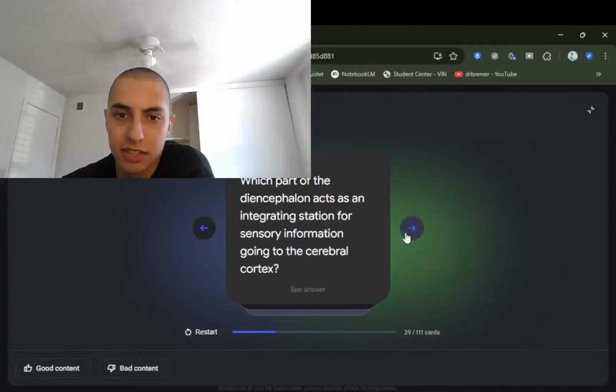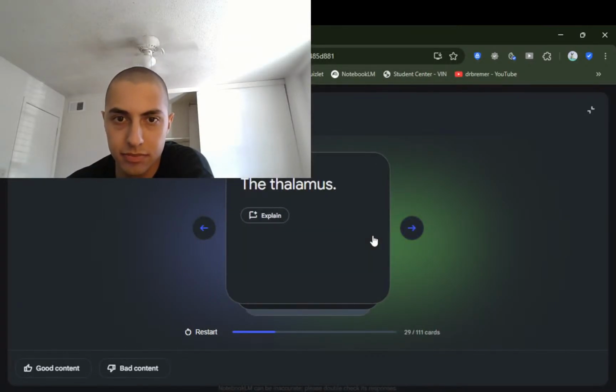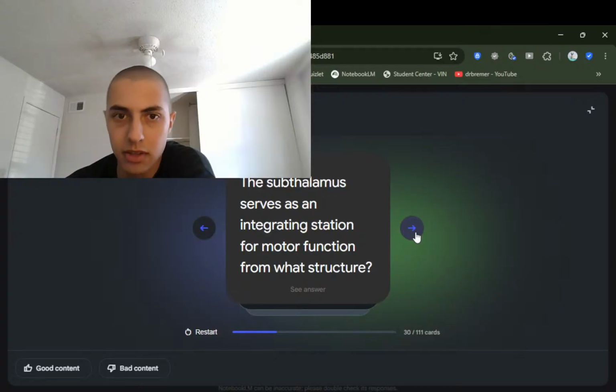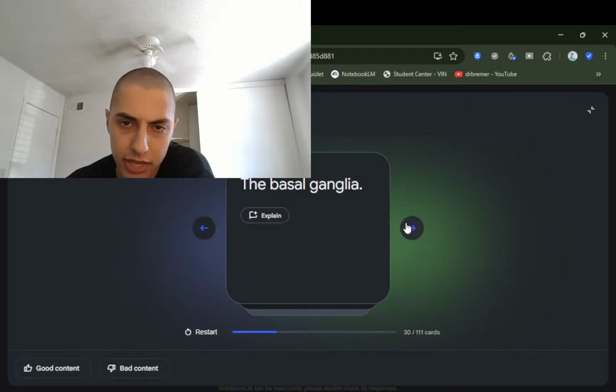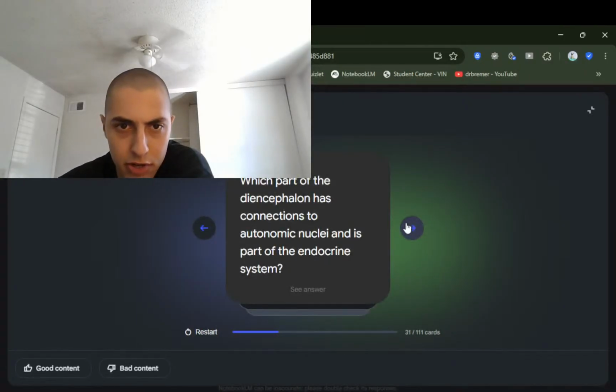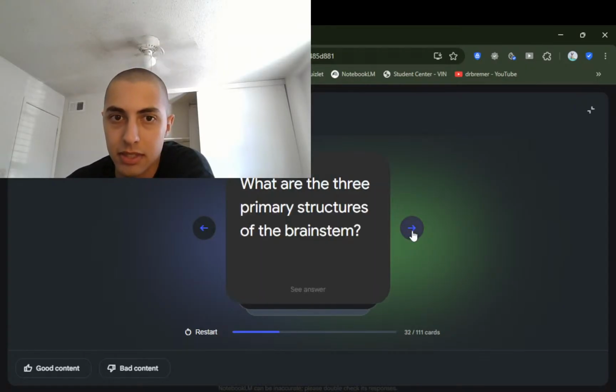Which part of the diencephalon acts as an integrating station for sensory information going to the cerebral cortex? The thalamus. The subthalamus serves as an integrating station for motor function from what structure? The basal ganglia. Which part of the diencephalon has connections to autonomic nuclei and is part of the endocrine system? Hypothalamus, probably.